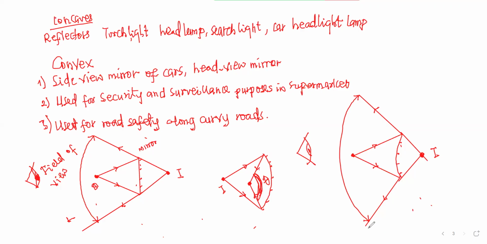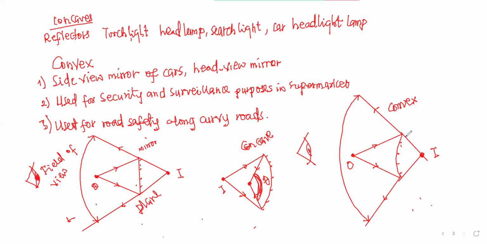So when you compare all of them, there's the object, there's the image. When you compare all the mirrors, concave, plane, and convex, which of them has a wider field of view? Class. Convex. Which of them has a wider field of view? Clearly, the convex mirror.